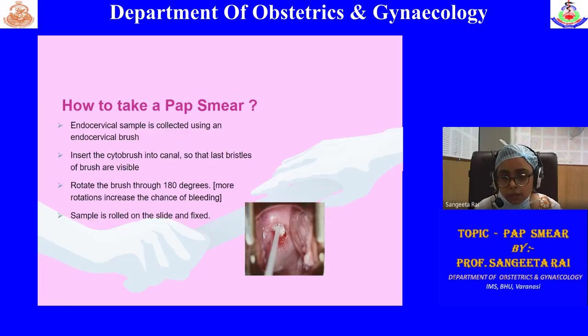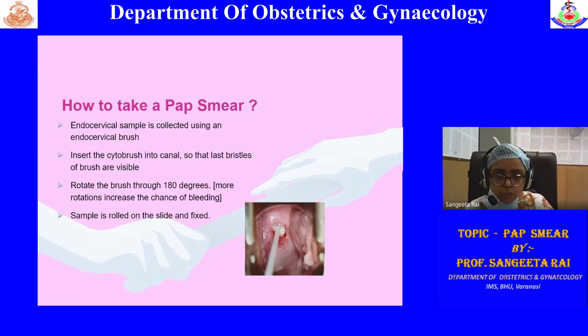Next, this is a small plastic cannula, and it ends in a brush. This is known as a cyto brush. In those patients where you cannot see the transformation zone 100% because it is inside, you have to take that cyto brush, rotate it inside the endocervix, and then smear the cells from the cyto brush on the slide. So this is very important.